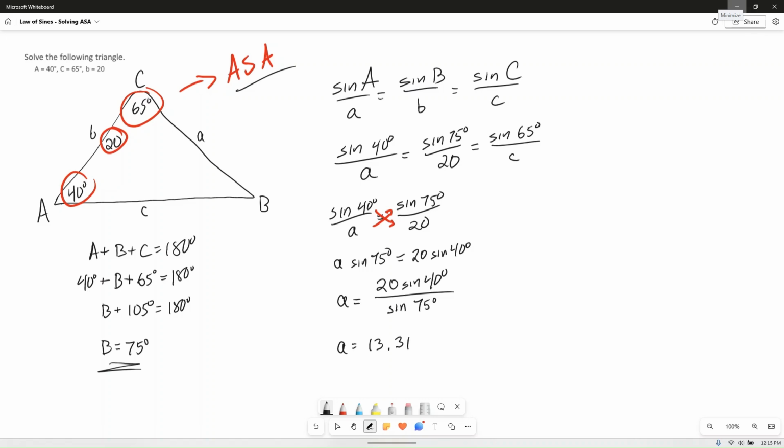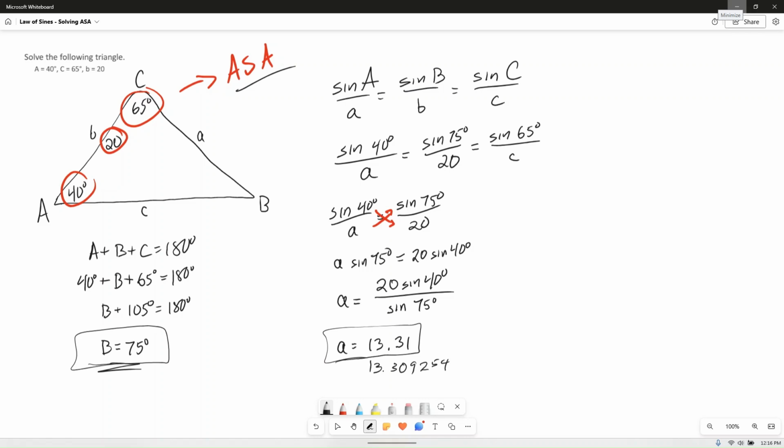It's technically a little longer. If we looked at more digits, it's 13.309254, and it continues going forever. But for now, we'll round it to two decimal places, so A equals 13.31. So we have found the unknown angle, B is 75. We have found the unknown side, A is 13.31.